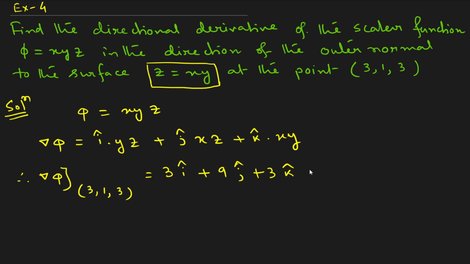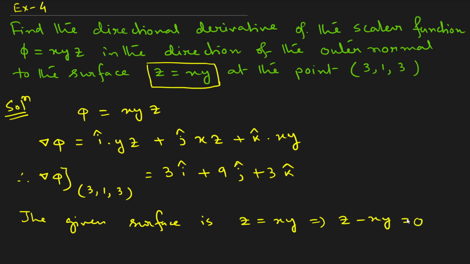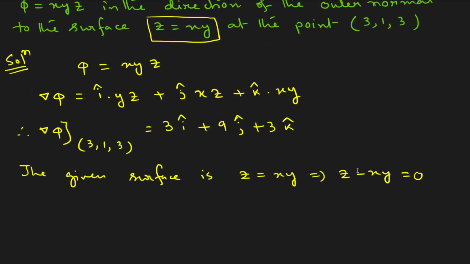Now one surface is given. Now this part you just observe very carefully. The given surface is z equals xy. So we can write z minus xy equals 0. Let this surface be denoted by S, which is z minus xy. So now let us find the gradient of this surface.